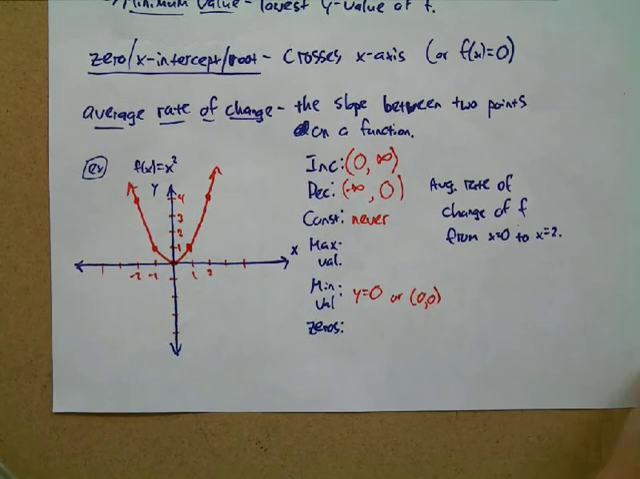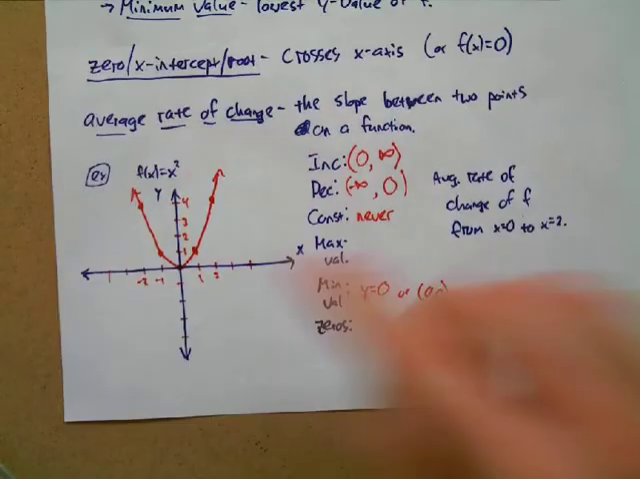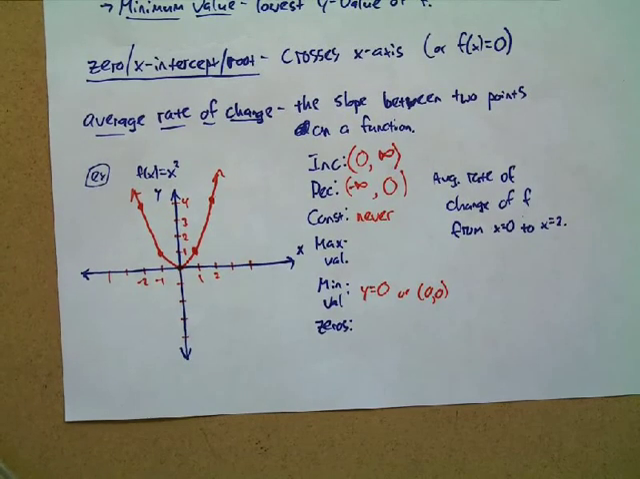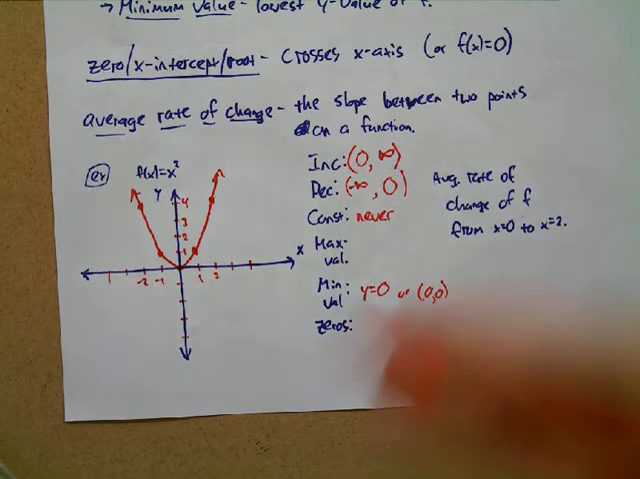Not negative infinity, because it keeps going up and up and up, right? The y values go up and up and up. So it goes to positive infinity. So when we talk about maximum value, we are looking for the highest point. But if we keep going up and up, do we ever hit the highest point? It just keeps going, right? So we have no maximum.